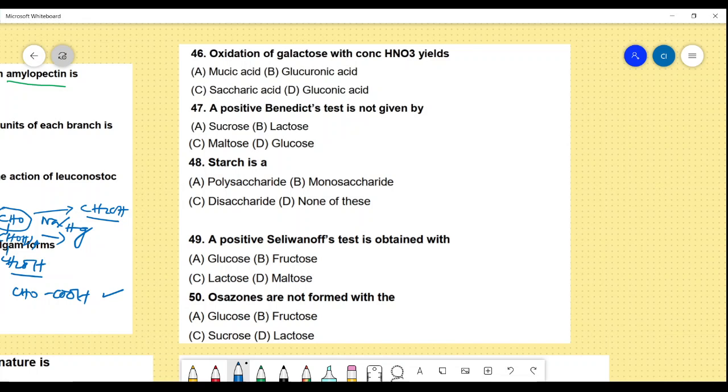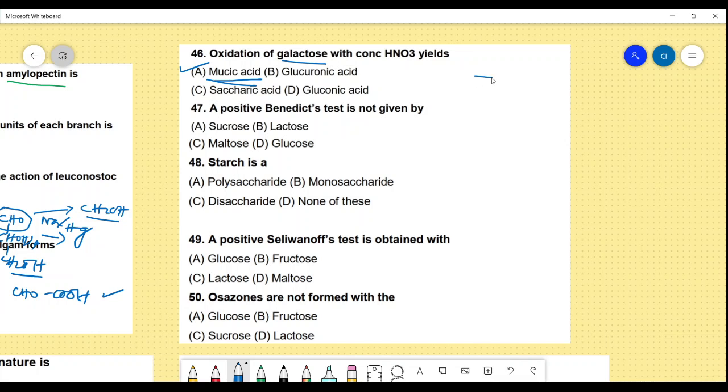Oxidation of galactose with concentrated nitric acid gives mucic acid. That is the right answer there. You can just say this. You see galactose. What is the structure of galactose? Can you recall it? I think you have seen that galactose is a product that is formed by certain reactions. In galactose, you have this type of structure.